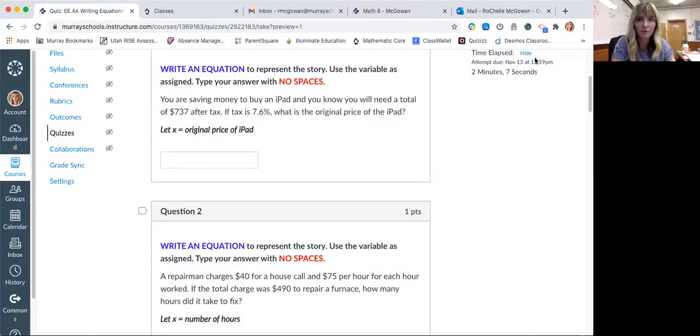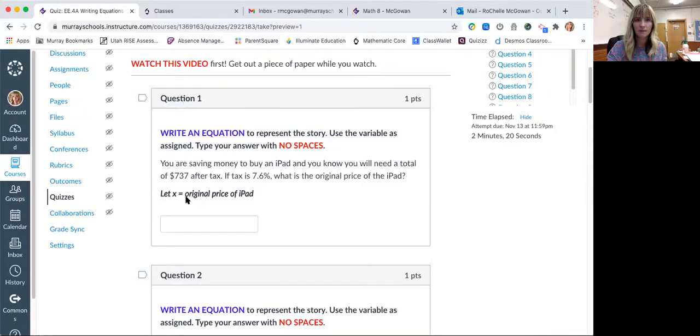All right, guys, I'm going to help you through the first few of these questions to not only make sure we know exactly how to type this in Canvas, but also to help us make sure we get our minimum score and can move on here. So it says, this is question number 1 in your Canvas quiz. It says, write an equation to represent the story. Use the variable as assigned. Type your answer with no spaces.